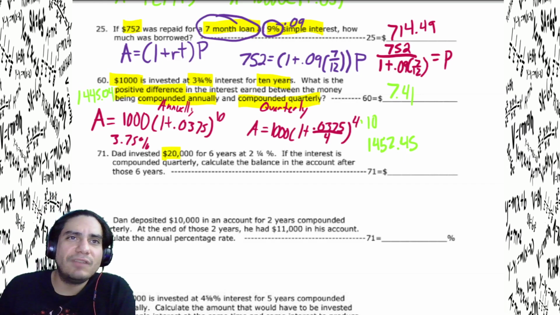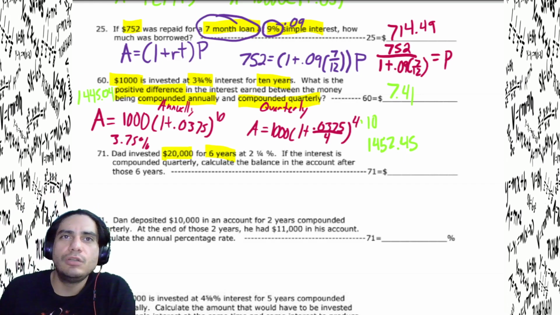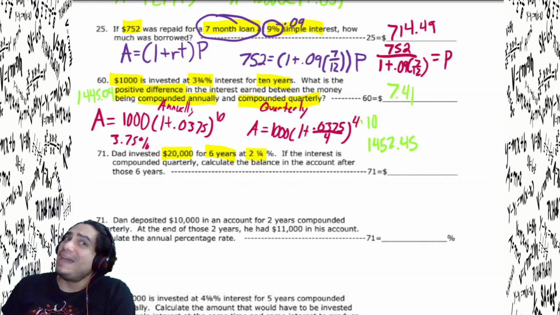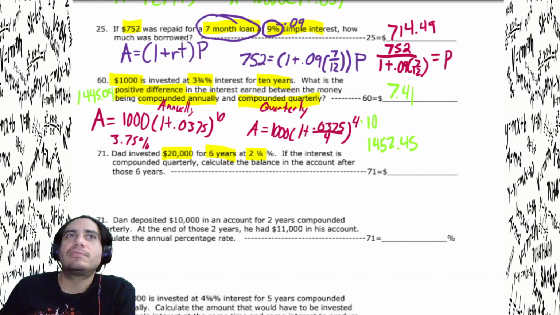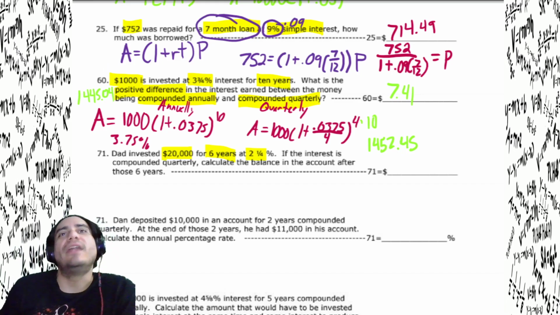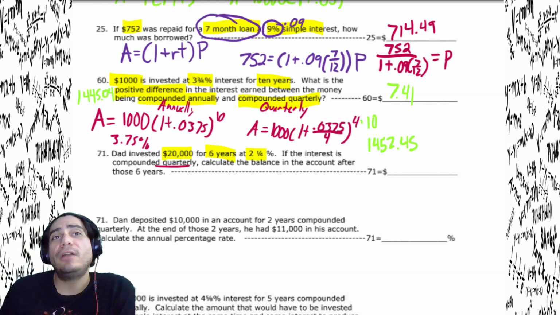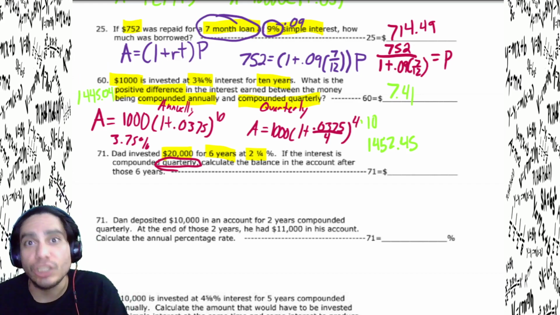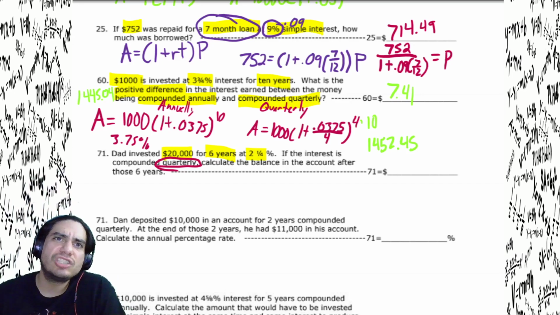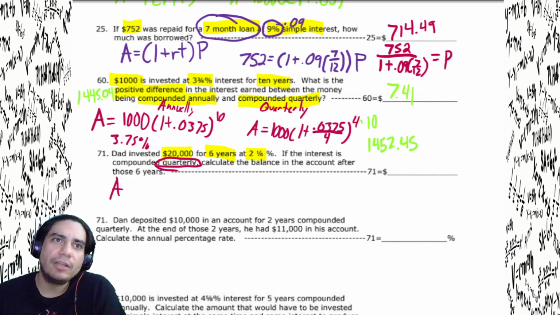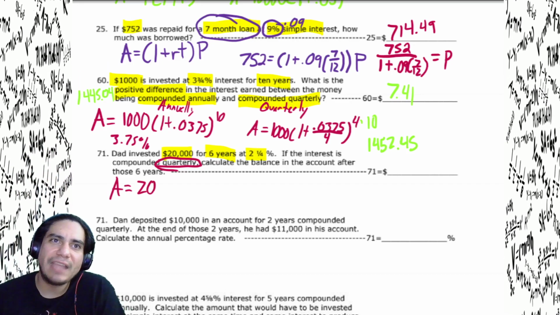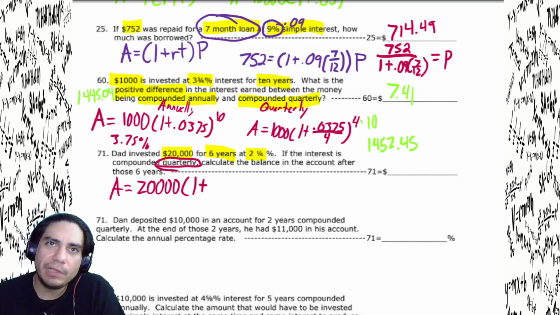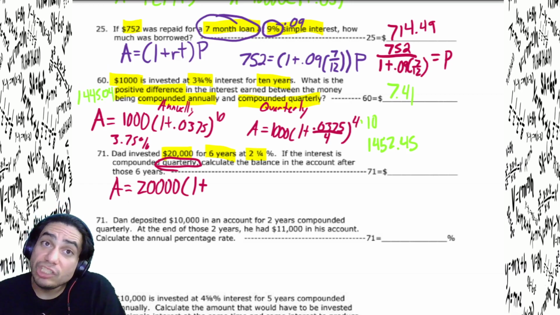So we got Daddy invested $20,000 for 6 years at 2.25%. I already converted in my head. That's not a good dad. I mean, he should have got a better interest rate than that. I'll tell you that. But whatever, it works for him. If the interest rate is compounded quarterly, oh, that's cool. Calculate the balance in the account. That means the total amount, the accrued amount, the A, after those 6 years. So we're going to use compounded quarterly. A equals $20,000. Not bad, not bad. That's cool. 1 plus. Look, again, I'm already changing it.